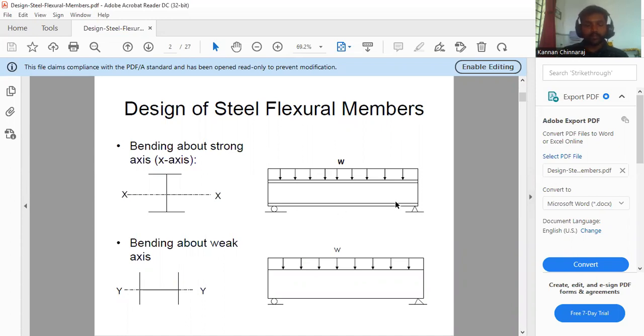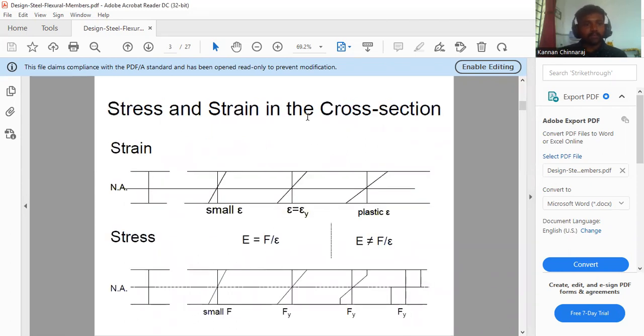So consider a simply supported beam subjected to a uniformly distributed load throughout its length, with the major or strong bending axis as the x-x axis and the weak bending axis as the y-y axis. This is the stress-strain distribution in the cross section. This is the neutral axis. Initially, the beam has stress less than the yield stress.